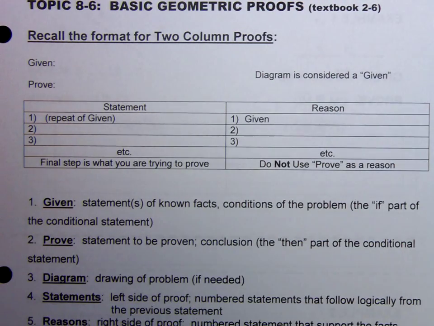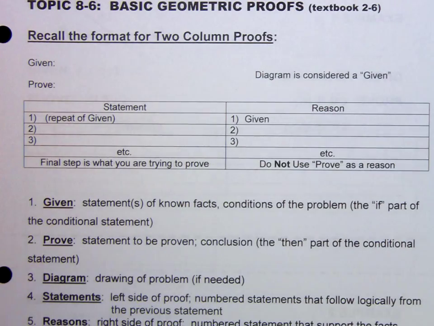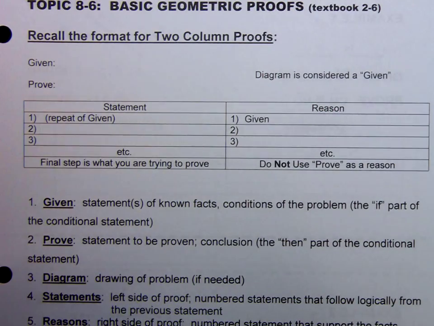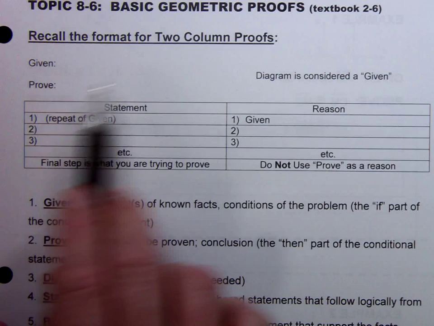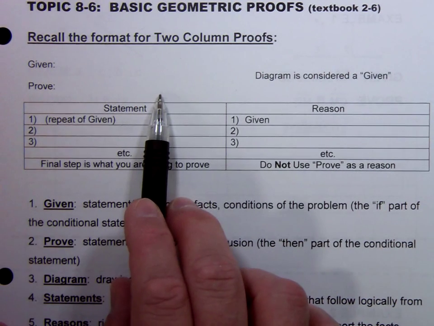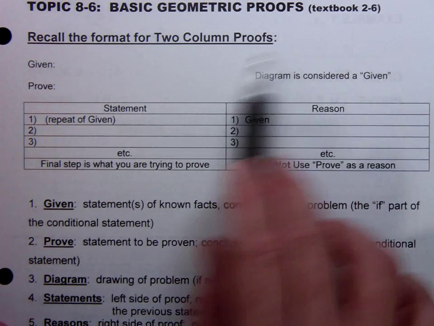All right, we got topic 8.6. We are doing our first geometric proofs. Remember, in a proof, you're going to have some given information. You're going to be asked to prove something. In geometric proofs, you might have a picture to work with.